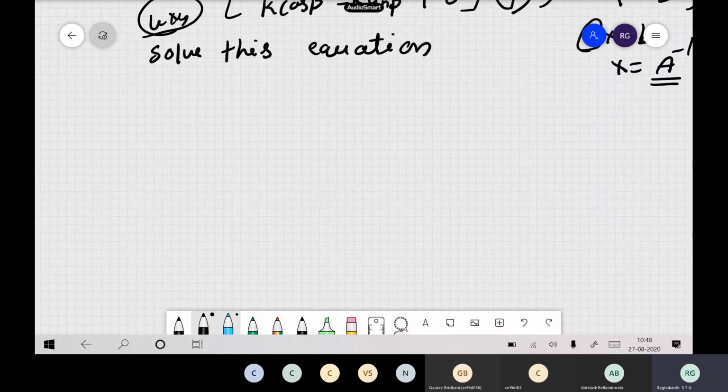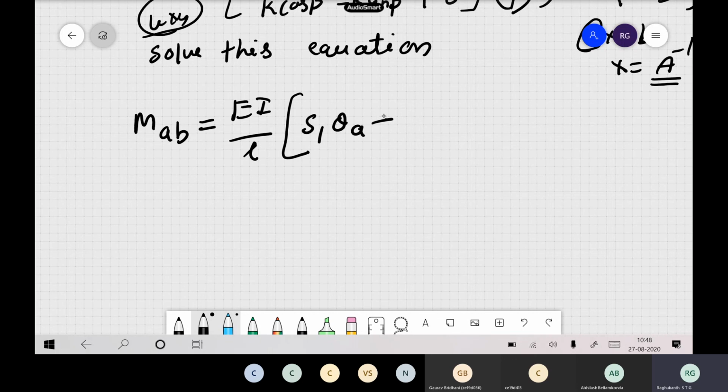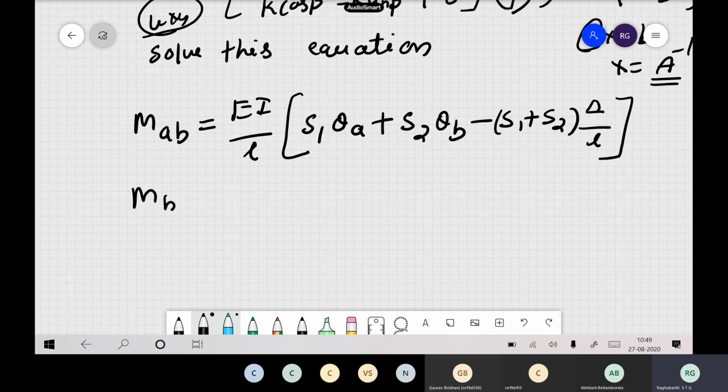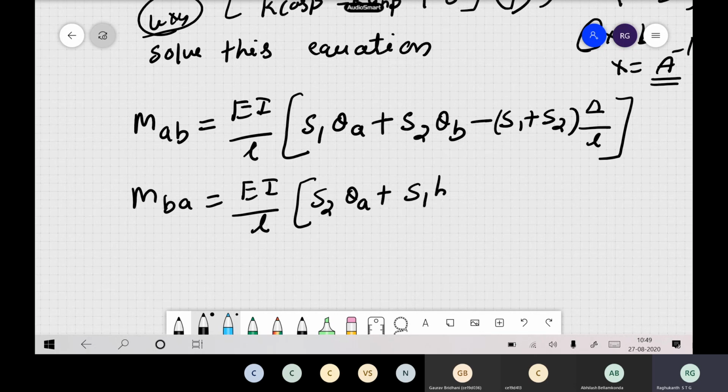So finally, there are a lot of calculations involved here. So you can write these final expressions as M AB equals EI by L, similar in format to the previous one: S1 times theta A, S2 times theta B, minus S1 plus S2 into delta by L. And your M BA becomes EI by L: S2 times theta A, S1 times your theta B, minus S1 plus S2 into delta by L.